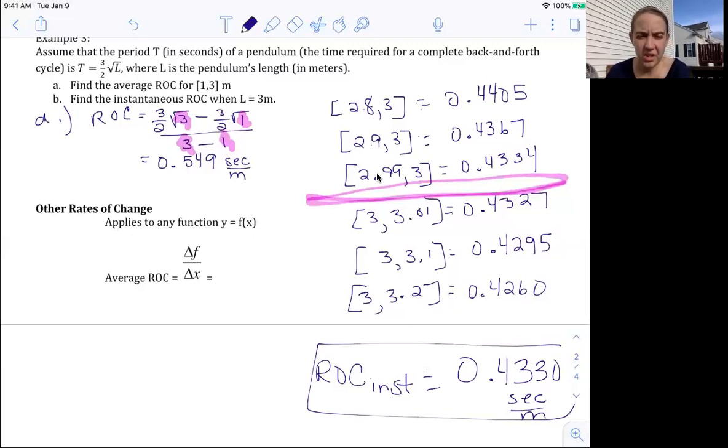Now, other rates of change, so we kind of already did this, applies to any function y equals f of x. So that's what we just showed you with the pendulum. It doesn't have to be a falling object. So it's delta f over delta x, kind of like your slope formula. So you can say f at whatever that second value is. If it's time, great. If it's something else like feet, that's okay too. Maybe it looks something like this. But again, it doesn't have to be.